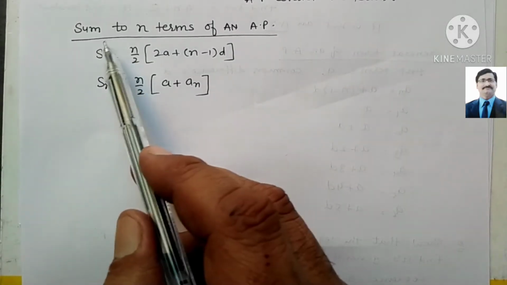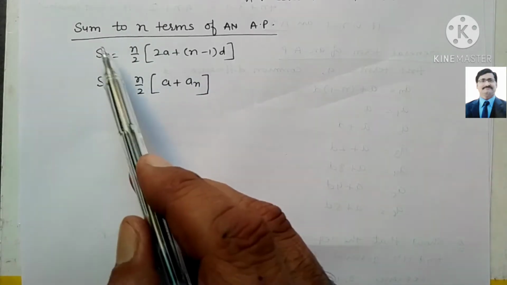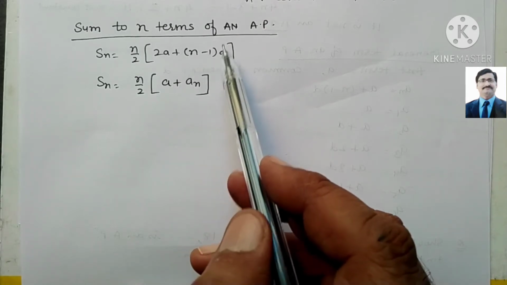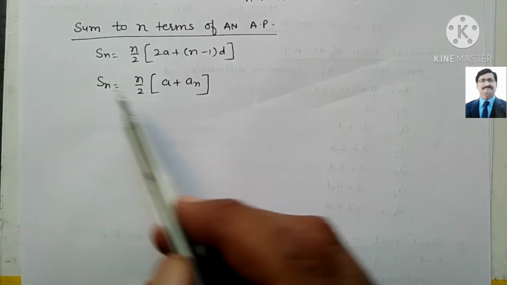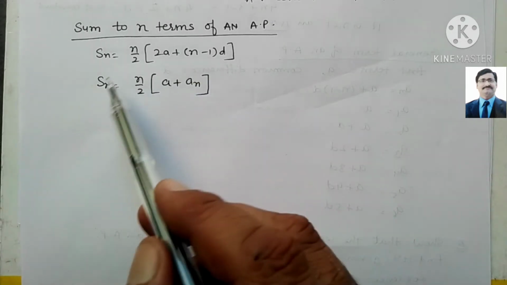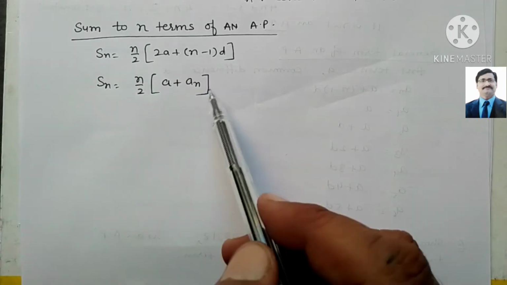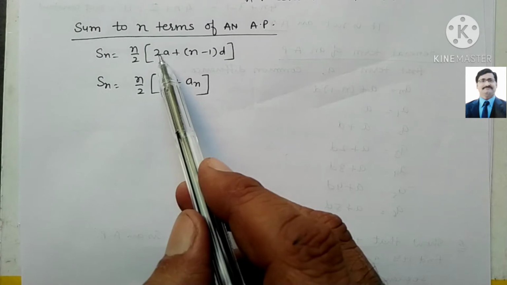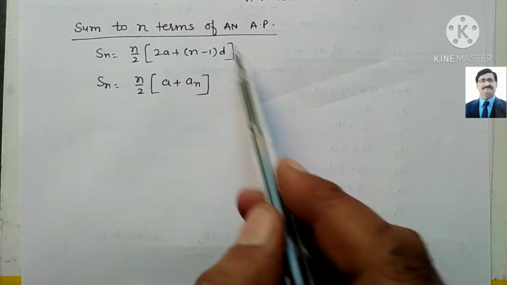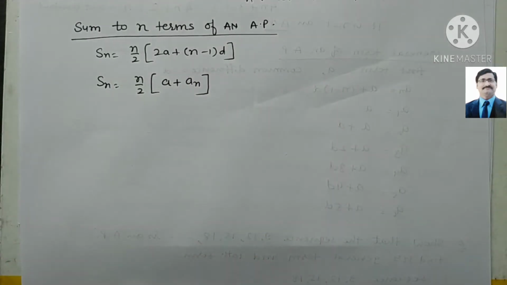Look here, sum to n terms of an AP. The formula for the sum of n terms is Sn equal to n by 2 times (2a plus (n minus 1) d), and one more formula we have: Sn equal to n by 2 times (a plus an). Look here, if you have the first term and last term and the number of terms is given, you will use this formula, and if the first term, difference and n are given, at that time we will use the long formula Sn equal to n by 2 (2a plus (n minus 1) d).